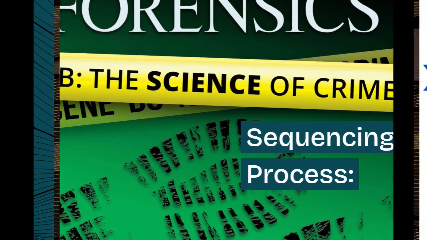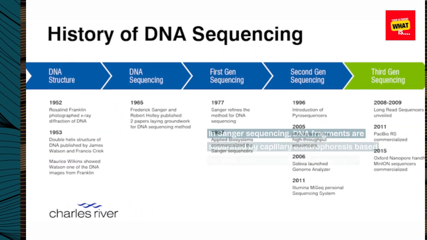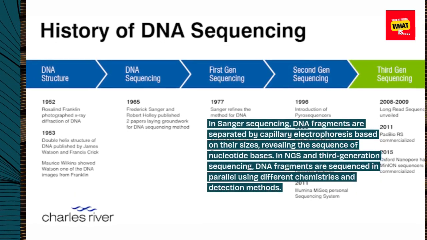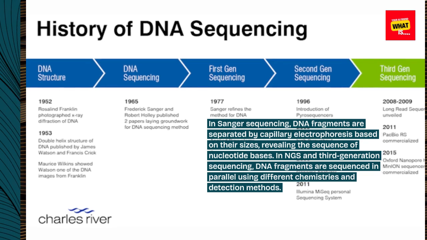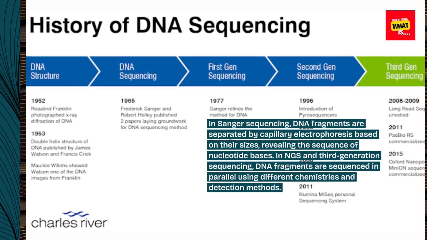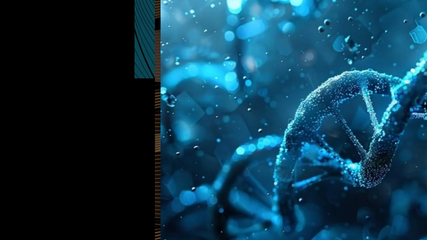Sequencing process. In Sanger sequencing, DNA fragments are separated by capillary electrophoresis based on their sizes, revealing the sequence of nucleotide bases. In NGS and third-generation sequencing, DNA fragments are sequenced in parallel using different chemistries and detection methods.